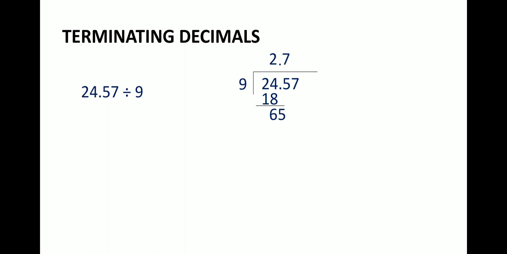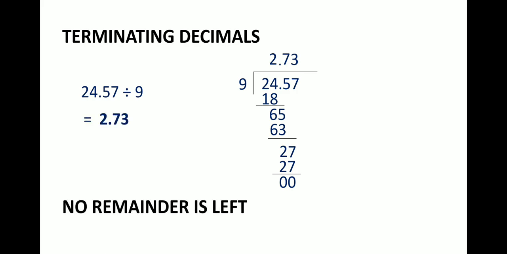9 times 7 gives 63. When you subtract you will get 2, and 7 comes down, and 9 times 3 gives 27, which gives us the remainder 0. So here the remainder is 0, or we can say there is no remainder left. Then we can say that the quotient ends or terminates when the remainder comes out to be 0.